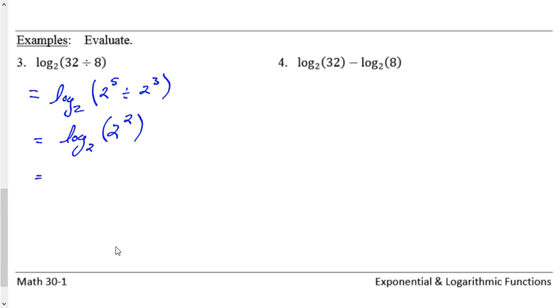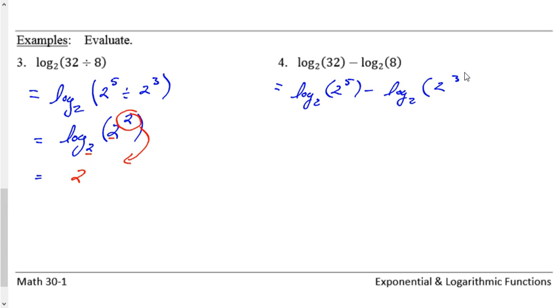And again, since I have a log base 2 of a power base 2, the logarithm is equal to the exponent, which is 2. Let's look at number 4. I have log base 2, 32 is 2 to the 5th, and log base 2, 8 is 2 cubed. And again, as we did in the previous question, since this base and that base are the same, the value of the first logarithm is 5. The value of the second logarithm is 3. 5 minus 3 equals 2.